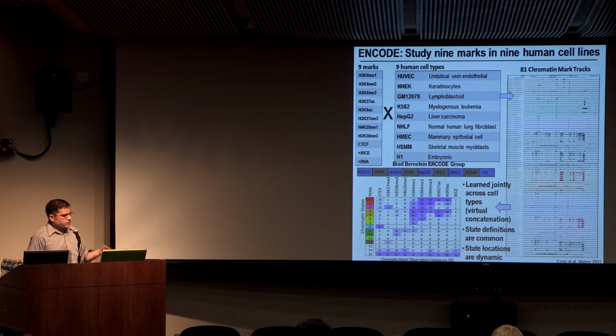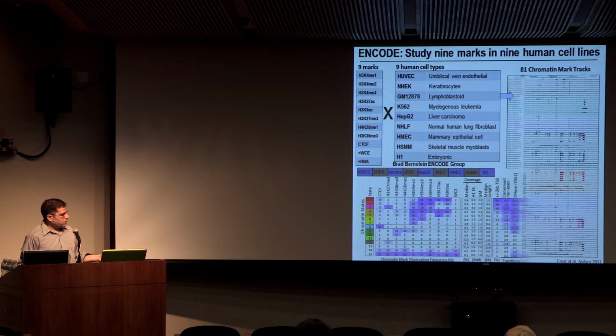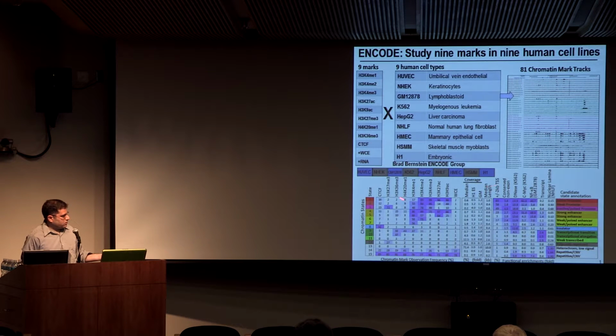And what we did was we conceptually applied the same model as before, but we treated different cell types as if they were different chromosomes. So then we would get one common set of states across the different cell types, but we could have cell type specific state assignments. So the rows, again, correspond to different states. The columns correspond to different marks. And then we can overlap these states again with different types of other data, and then give candidate annotations.